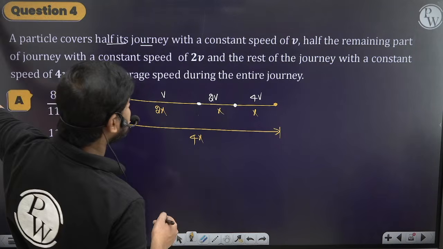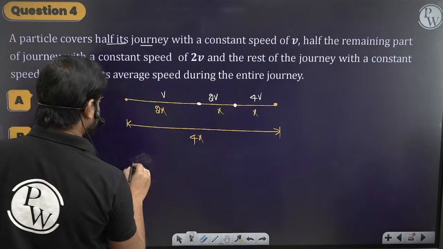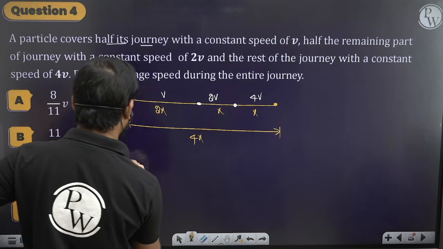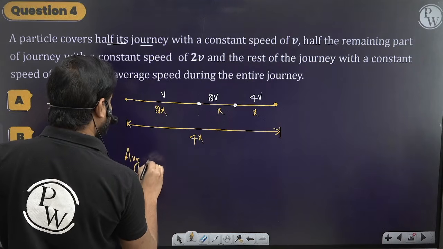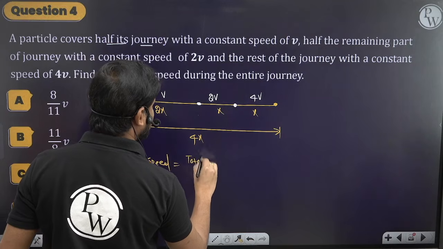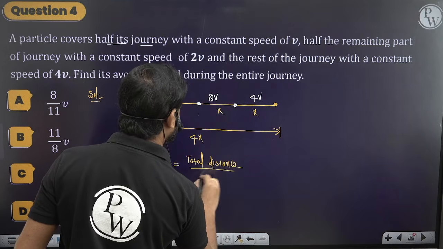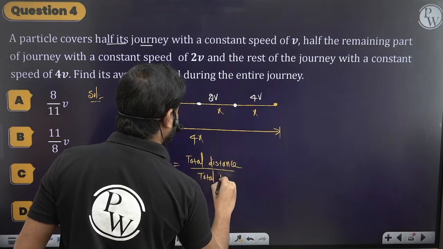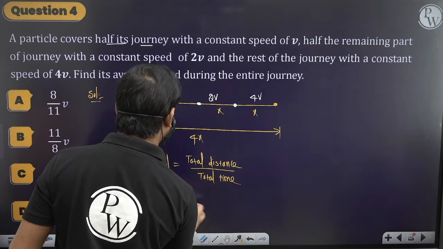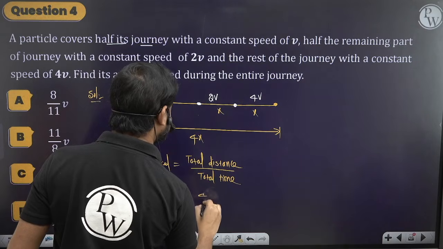So now the concept is simple. We have to find the average speed. You guys know the average speed formula: the average speed is equal to total distance by total time. So what's the total distance here? This is 2x, x, x. So 4x is the total distance.